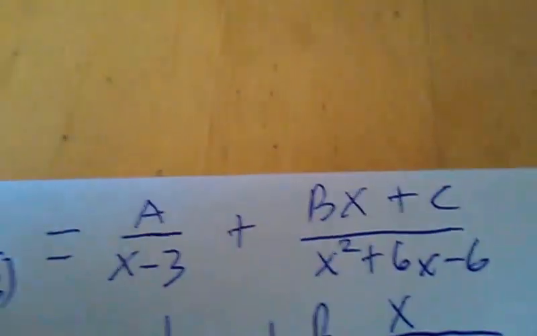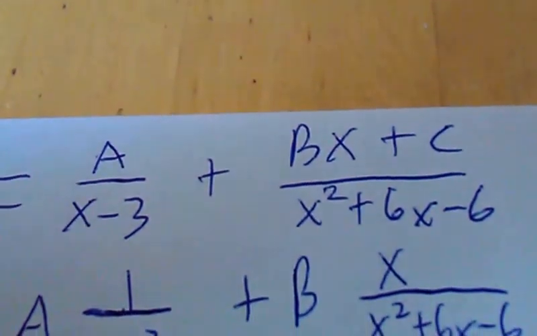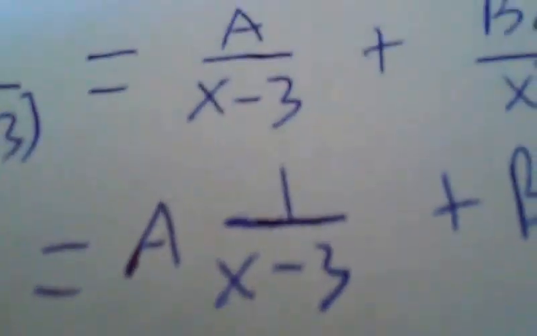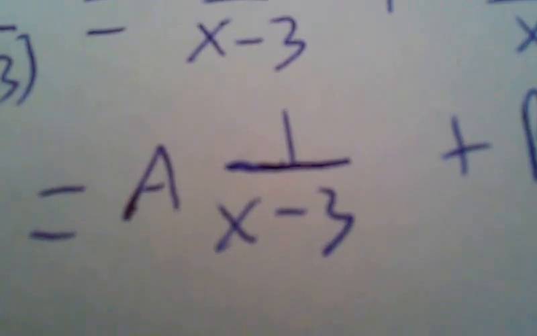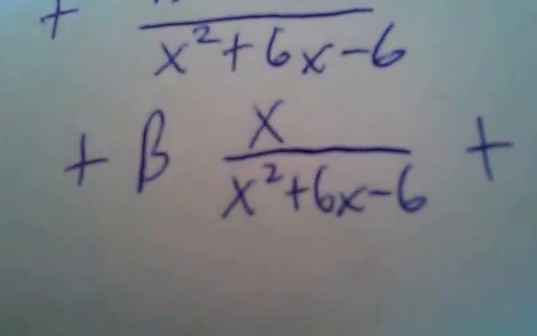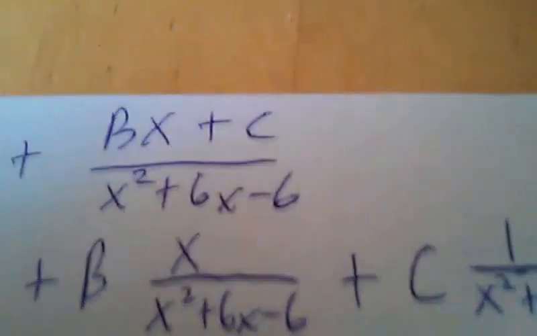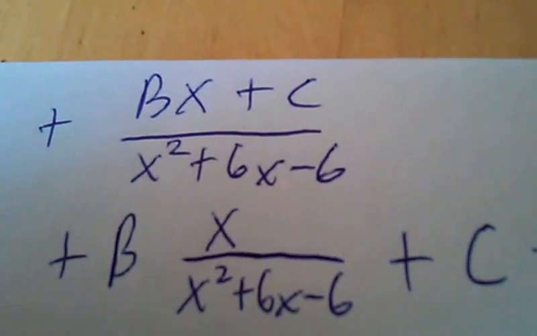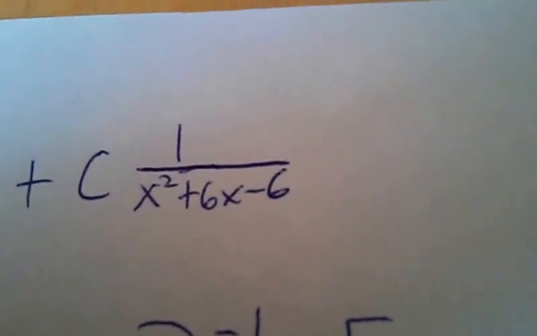Then you take that and you isolate the constant terms as coefficients of the x terms. So A over x minus 3 is the same as A times 1 over x minus 3. Bx over x squared plus 6x minus 6 is the same as B times x over x squared plus 6x minus 6. C over x squared plus 6x minus 6 is the same as C times 1 over x squared plus 6x minus 6.